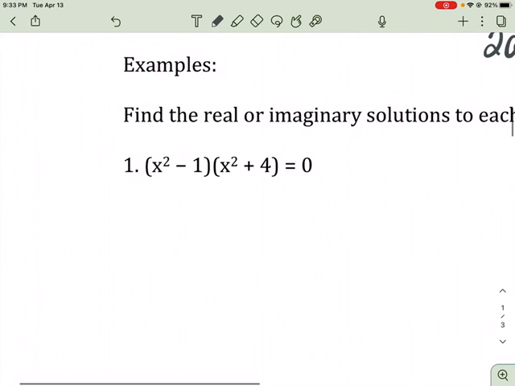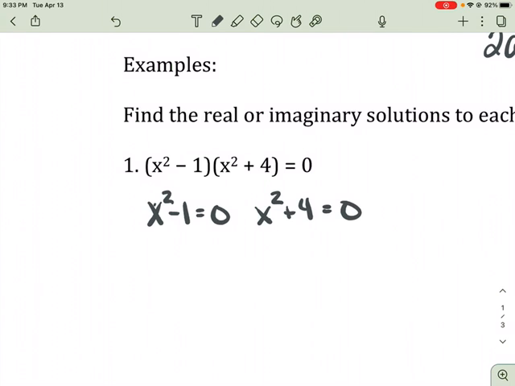Okay. All right, since this is already factored, we're going to set each of our factors equal to 0. Okay, and since we can just add 1, I'm going to solve this by square roots. Square root both sides, which means that right now my two solutions for x are 1 and negative 1, because the square root of 1 is 1, right?